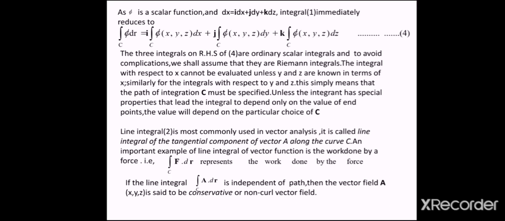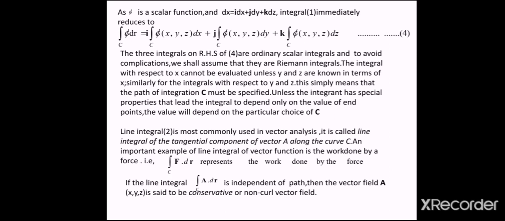Then as phi is a scalar function and dr equals dx i cap plus dy j cap plus dz k cap, integral 1 immediately reduces into integral over C of phi dr equals i cap times integral of phi(x,y,z) dx plus j cap times integral of phi(x,y,z) dy plus k cap times integral of phi(x,y,z) dz. It is numbered as 4.